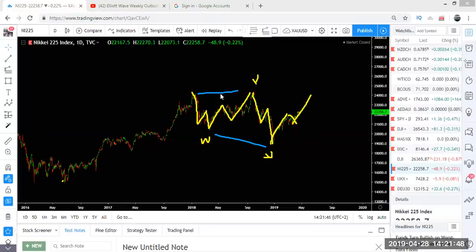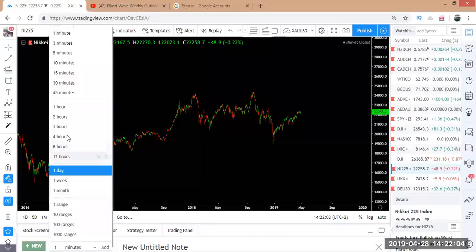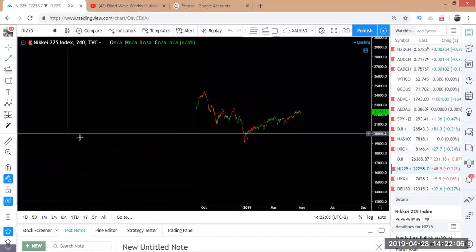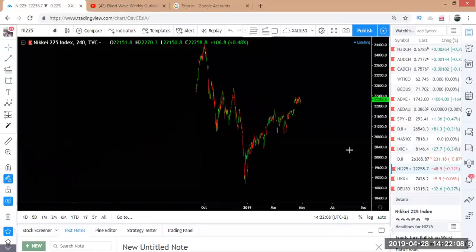Now, if you look at how this move is playing out, this is the daily. I should actually go to the 4-hour. You'll see that there's a 3-wave move here. There's a 3-wave move there. There's a correction happening here. Now, after that correction, you're expecting this move to complete. Let me show you that structure clearly on the 4-hour so you can see what we're talking about, that we don't force the degrees. You must be able to identify these waves.